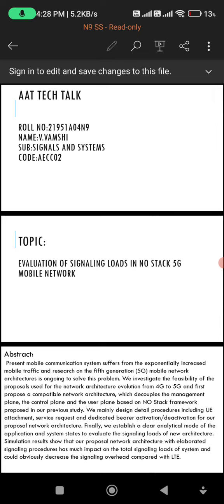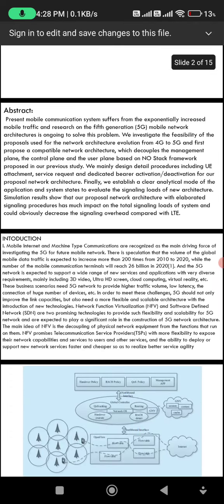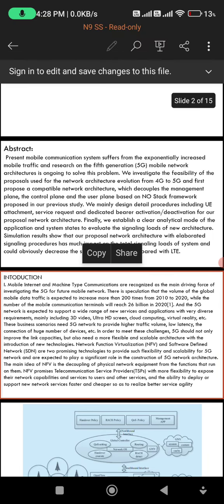My AAT Tech Talk topic is about evaluation of signaling loads in NoStack 5G mobile network. Abstract. Present mobile communication systems suffer from the exponentially increased mobile traffic, and research on fifth generation 5G mobile network architectures is ongoing to solve this problem.